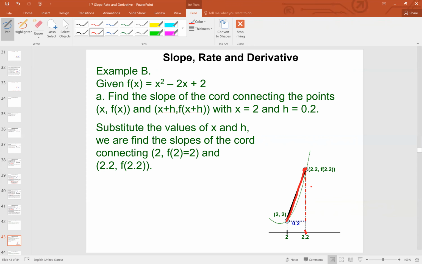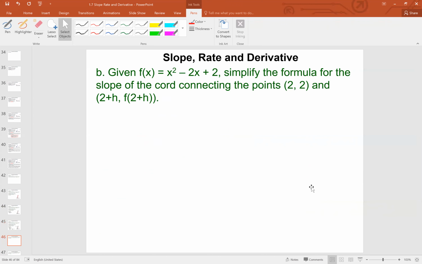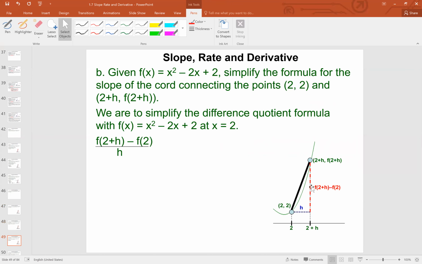And this I can calculate the slope. We did it from the last example, and it came out to be 2.2. And then how do we calculate the slope at 2? Well, here we go.